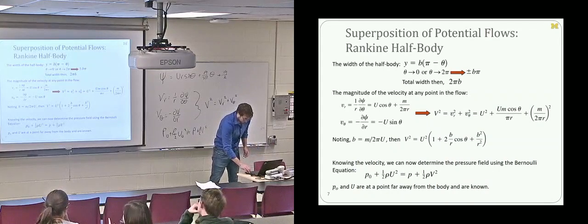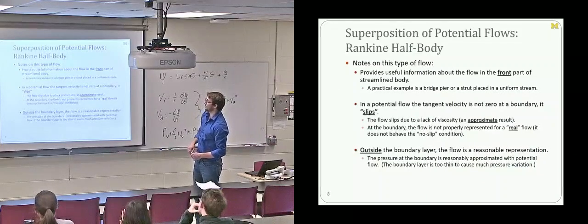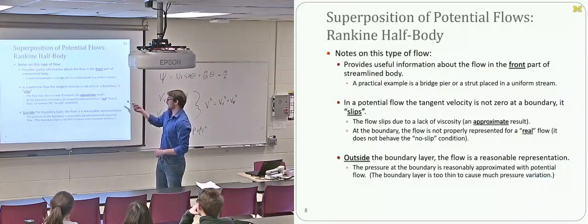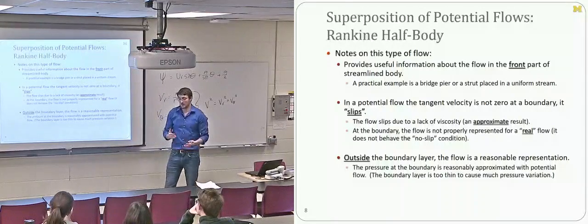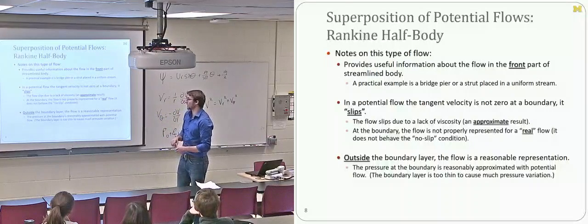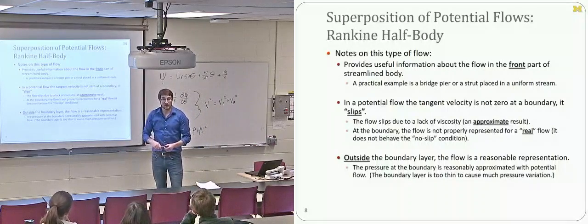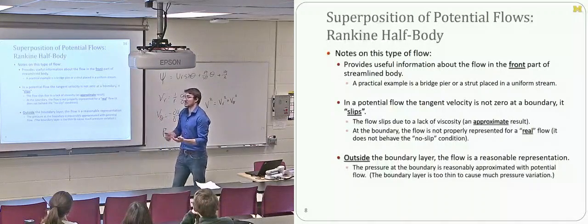Okay, so to summarize that. So for this type of flow, we want to note that, as I said, this is an example that provides some useful information, so it's like the extreme front end of a realistic thing, sort of a bridge piling or a strut that's in a uniform stream. But it doesn't give us very much information about what happens at the back end of a real body, because it's a semi-infinite half body, it never stops.